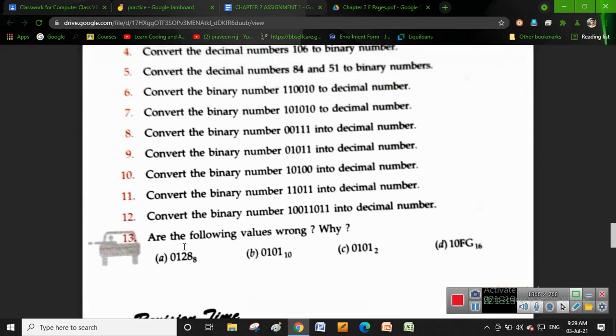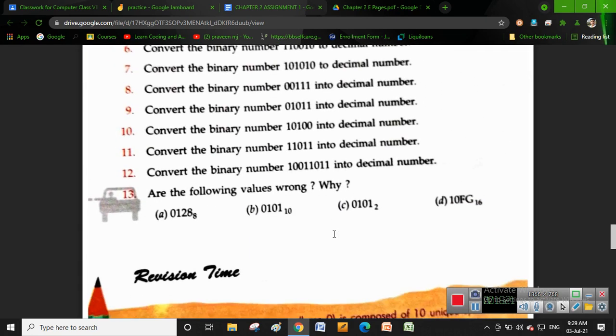They say the following values are wrong. This question I am telling, see, 0 1 2 8. This value is wrong. Why is it wrong?